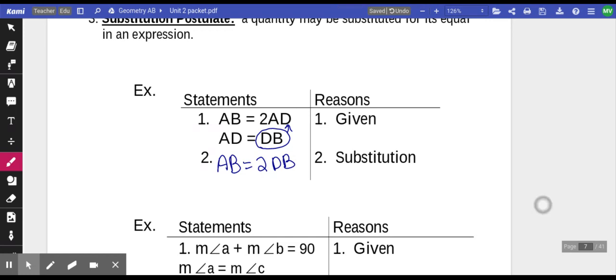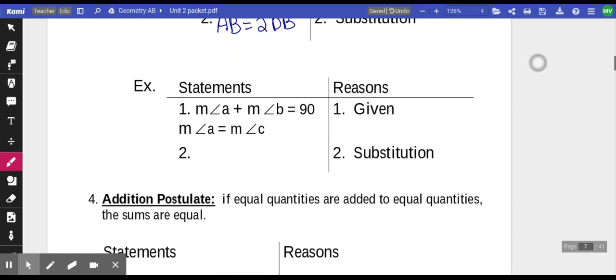So now let's see how we can use some of this together. So we know that the measure of A plus the measure of B equals 90. And we also know that the measure of angle A is equal to the measure of angle C. So I can use the idea of substitution to say that the measure of angle C plus the measure of angle B equals 90. And that would allow me to say that C and B are complementary.